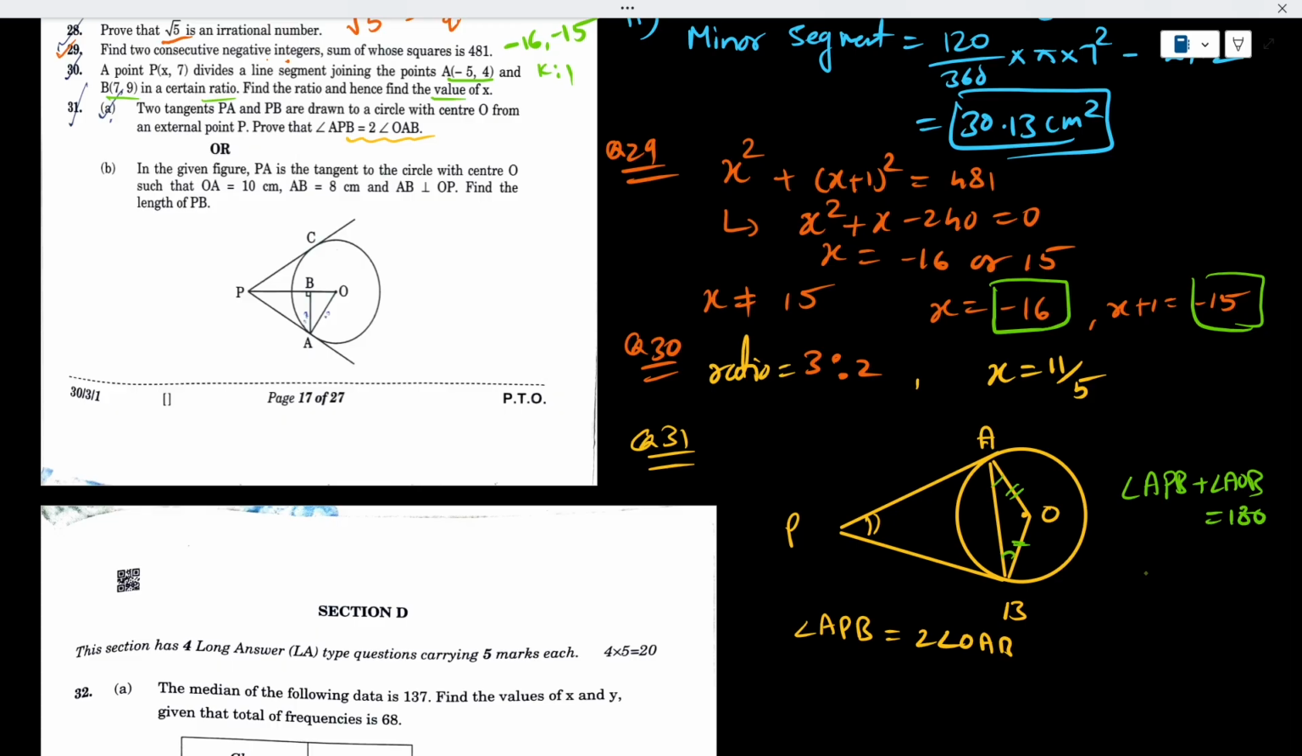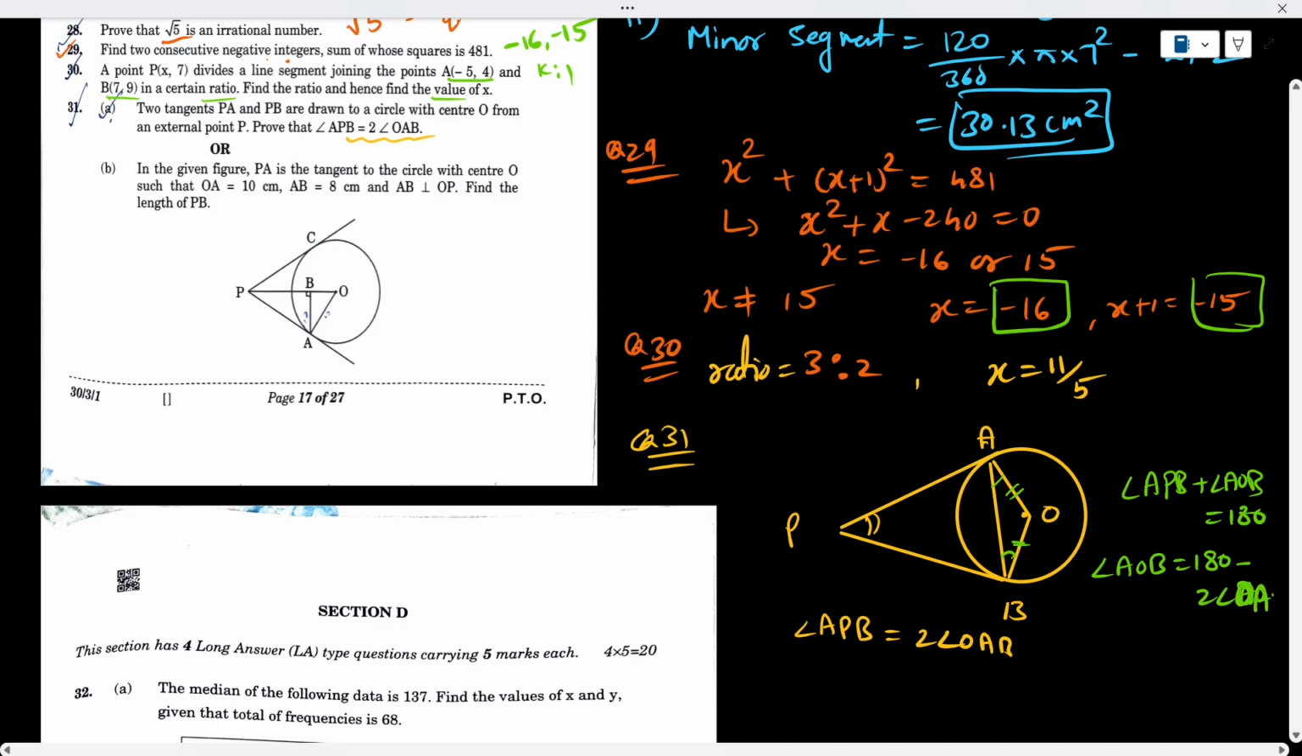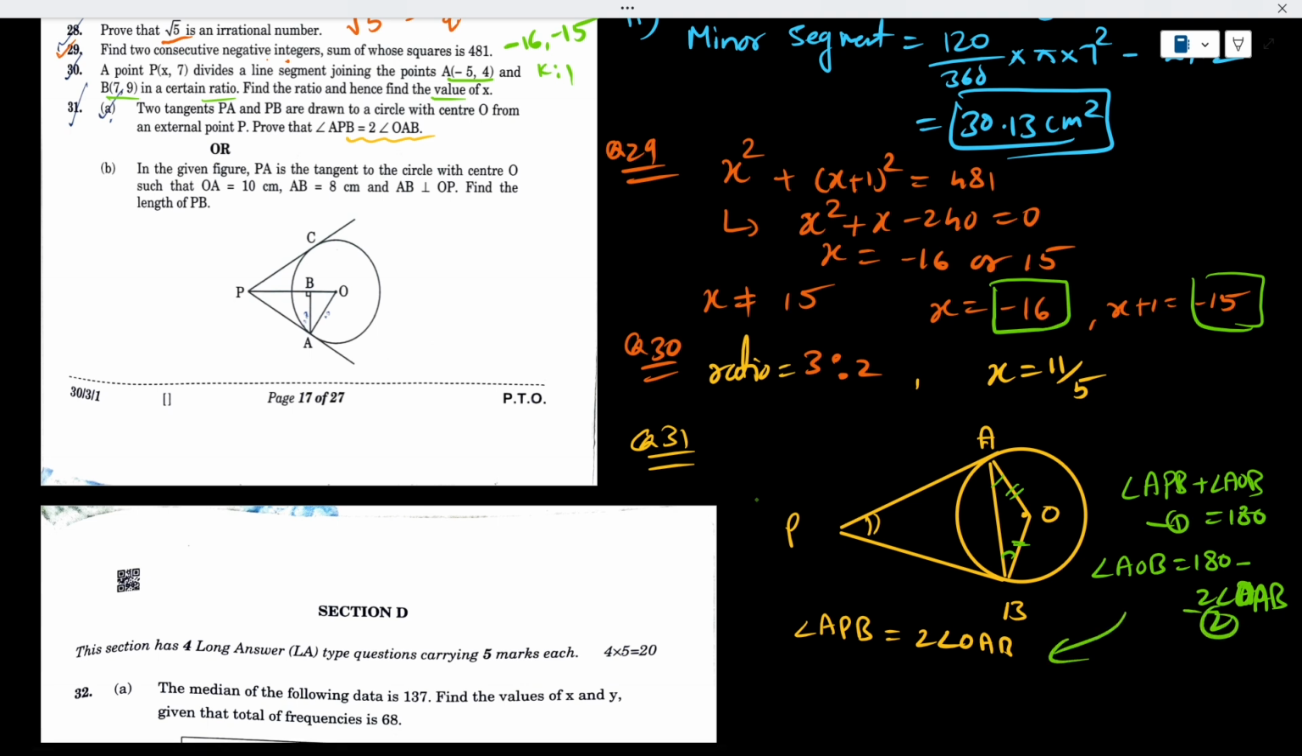Now you will use the angle sum property, so I can write angle AOB will be 180 degrees minus 2 times angle OAB, because they both are equal, as the base angles are equal. If you substitute these two equations and solve, you will reach this result. Now there is an other part also. How do we do it? This is a different type of question.